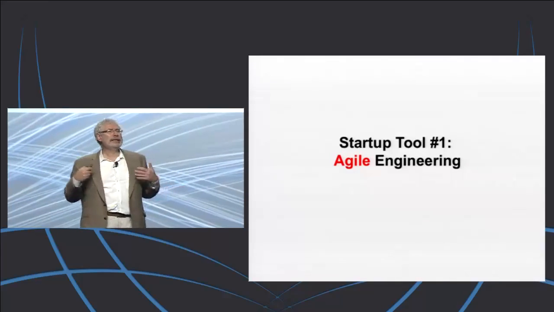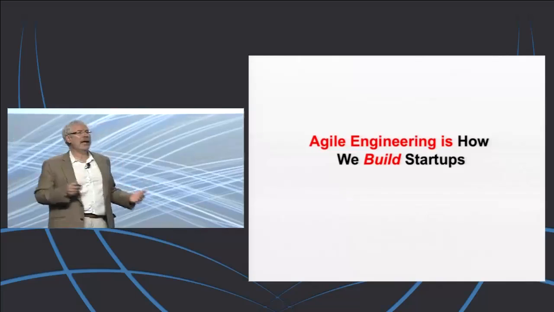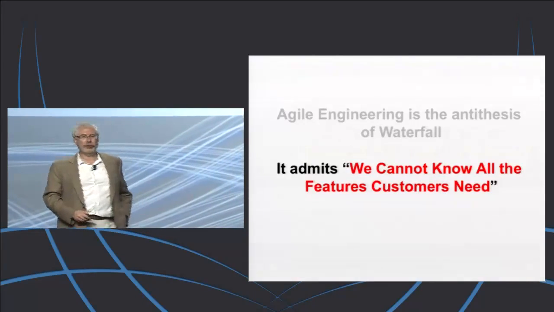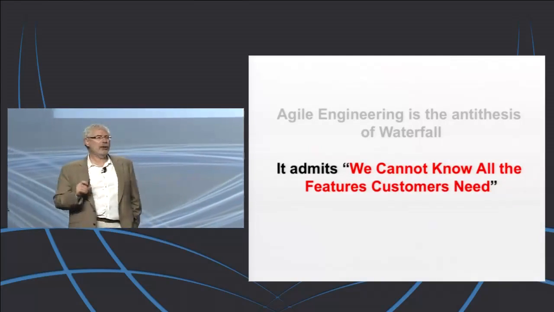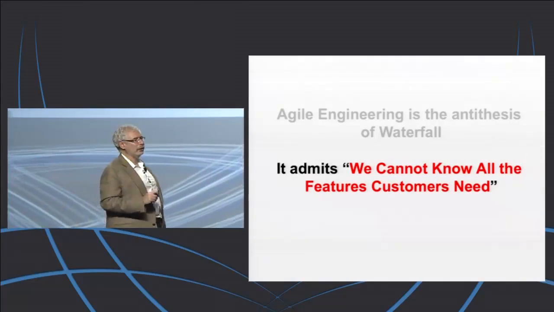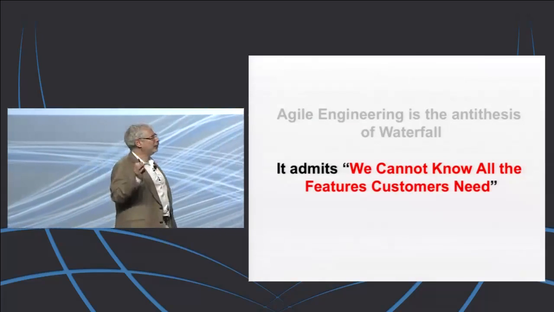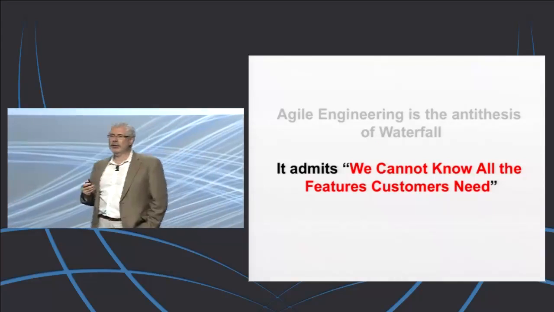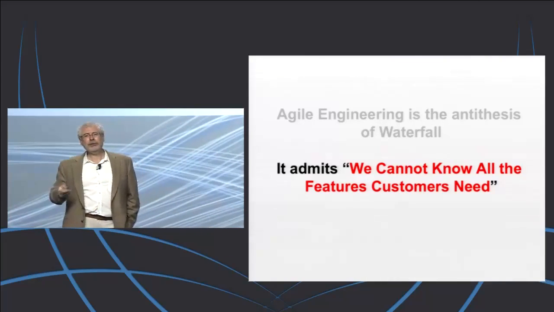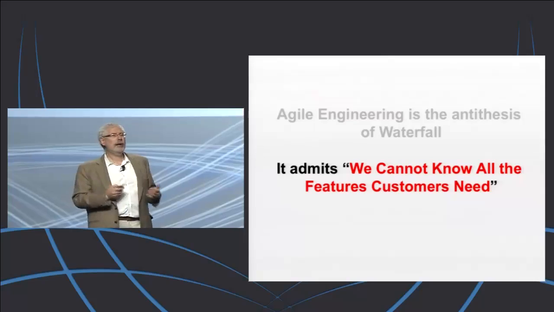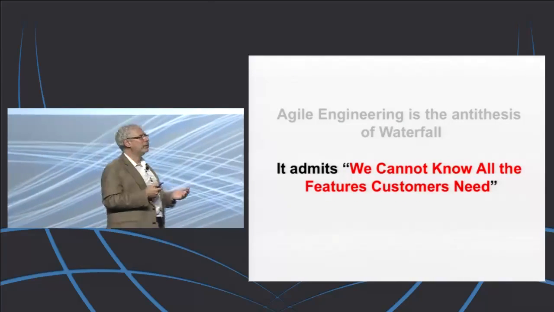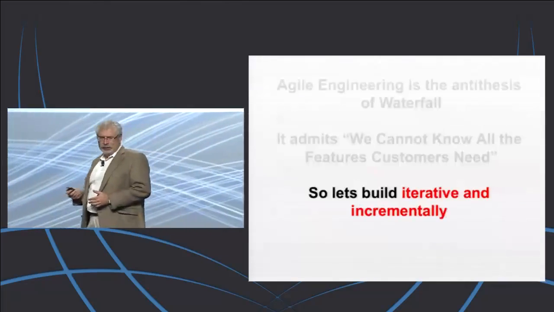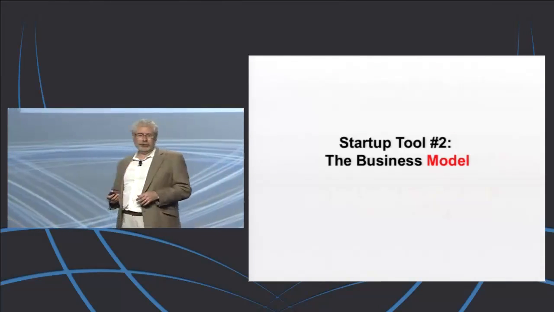Startup tool number 1 is agile engineering. Agile engineering is how we build startups, whether they're in large corporations or small. It's the antithesis of waterfall development. It admits that we cannot know all the features customers need on day one. If we could, we ought to be in a hedge fund somewhere. Because there's no possible way with new technology and new inventions that you could understand all the possible moves that markets, customers, and pricing interact from sitting inside your building. It's an NP-complete problem. So let's build iteratively and incrementally.